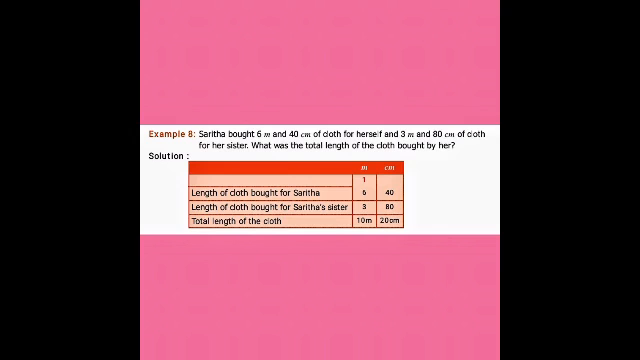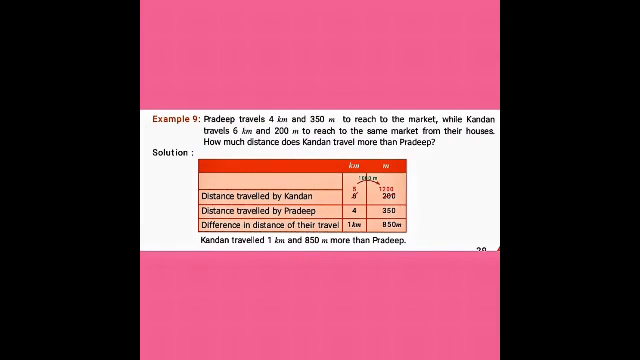Let's see the subtraction word problem. Second question, example 9. Pradeep travels 4 kilometer and 350 meter to reach the market, while Kandan travels 6 kilometer and 200 meter to reach the same market from their houses. How much distance does Kandan travel more than Pradeep?